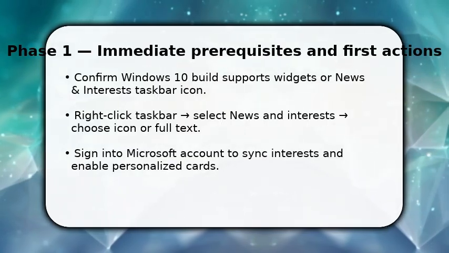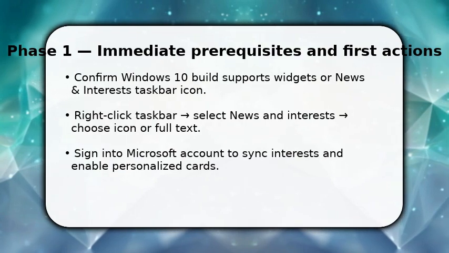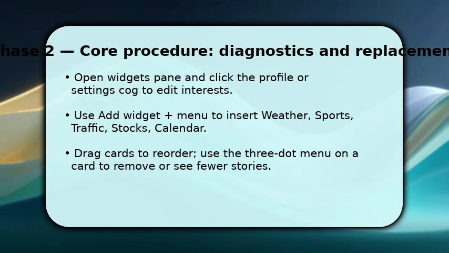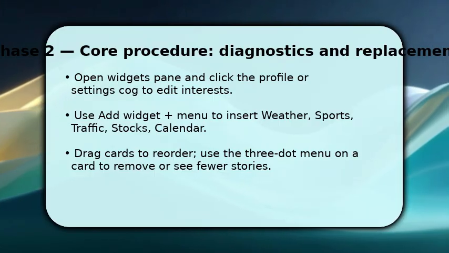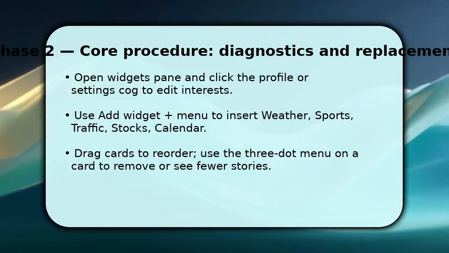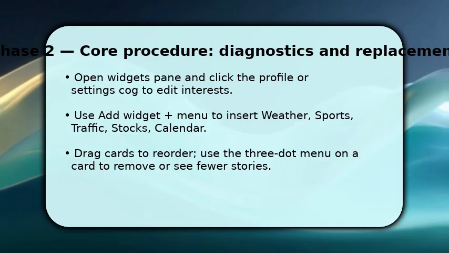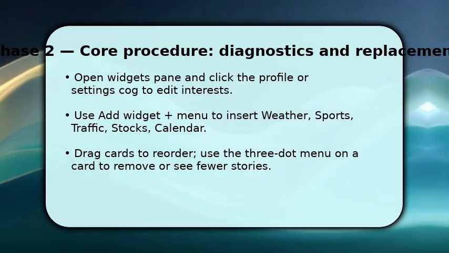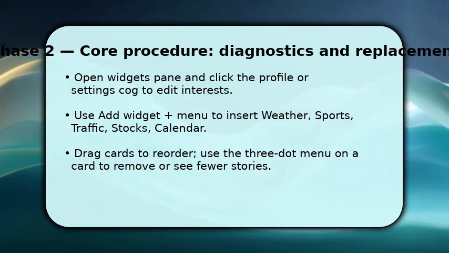You'll use the taskbar icon to jump into configuration immediately. Once the pane is open, you customize which cards show and why they matter to you. Click the Profile or Settings cog to edit interests and toggle topics so the feed surfaces relevant items.